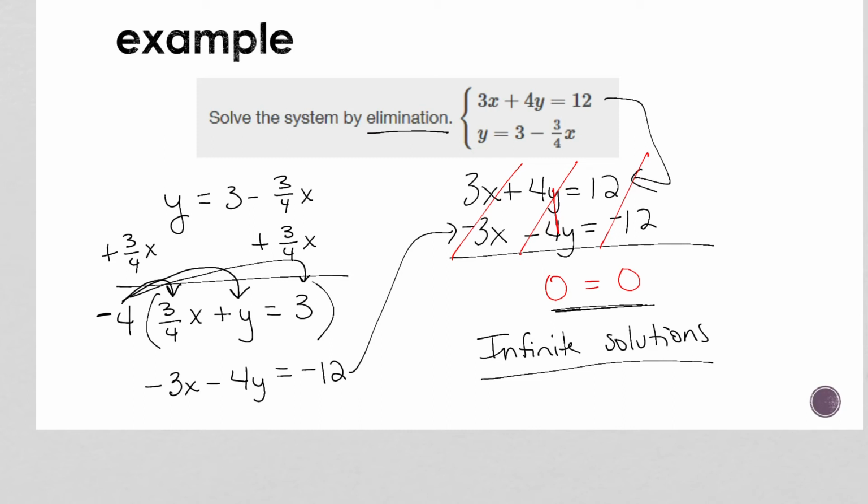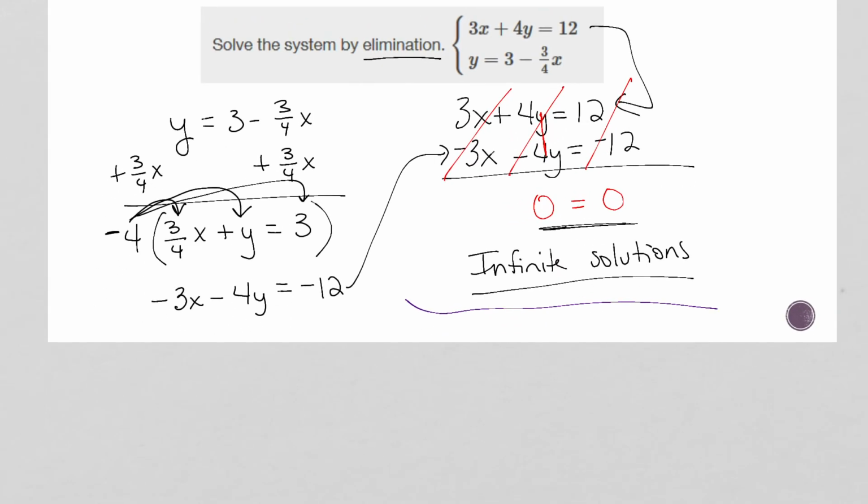Okay, let me show you something else with this problem. Okay, I want you to look at this equation right here. Notice your y-intercept is 3, your slope is negative 3/4, right? Okay, let's turn this one into slope-intercept form and let's look at the slope and the y-intercept. Okay, so I've got 3x plus 4y is equal to 12. I'm going to subtract 3x from both sides.